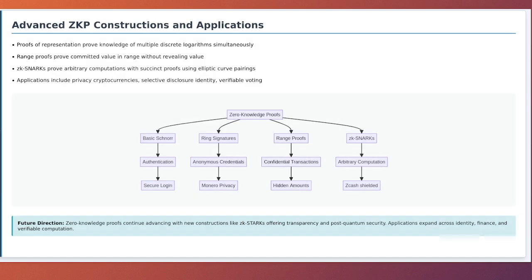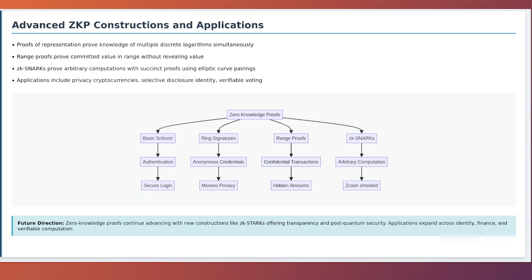Advanced ZKP constructions and applications. Beyond basic Schnorr proofs and ring signatures, there are many advanced zero-knowledge proof constructions for elliptic curves that enable sophisticated applications. These include proofs of representation, proofs of range, proofs of set membership, and various forms of succinct non-interactive arguments. Let's explore some of these advanced constructions and their real-world applications.